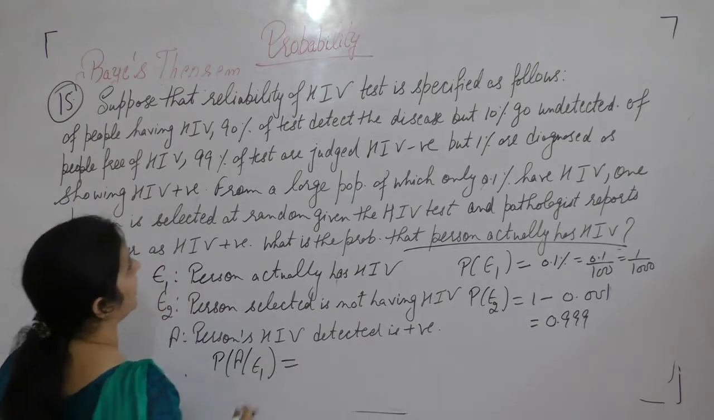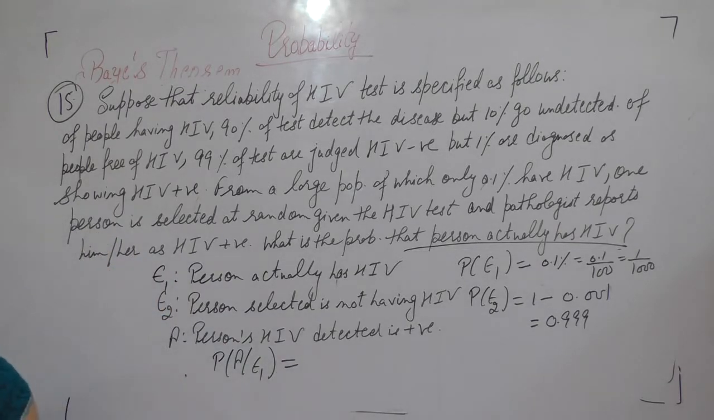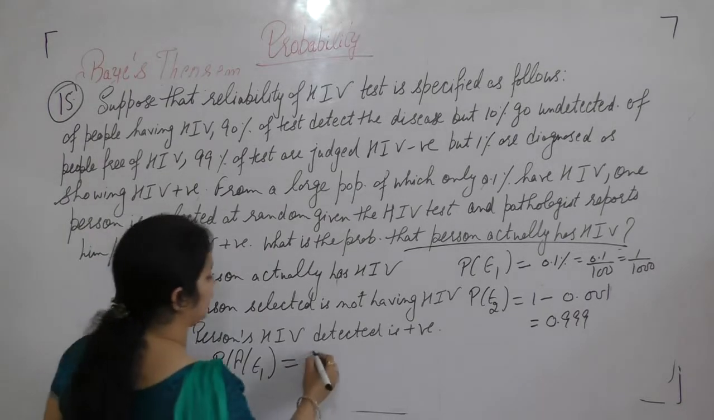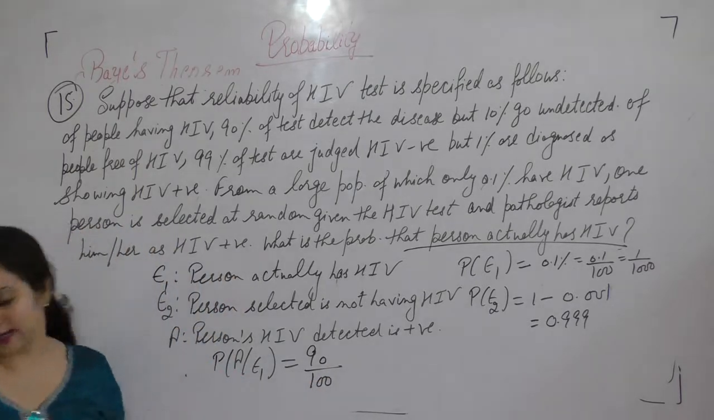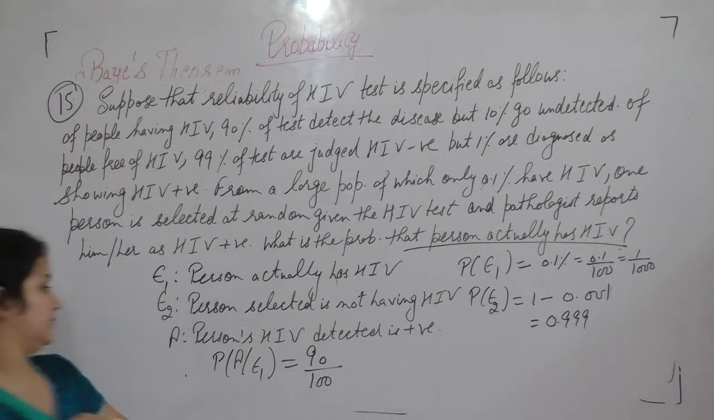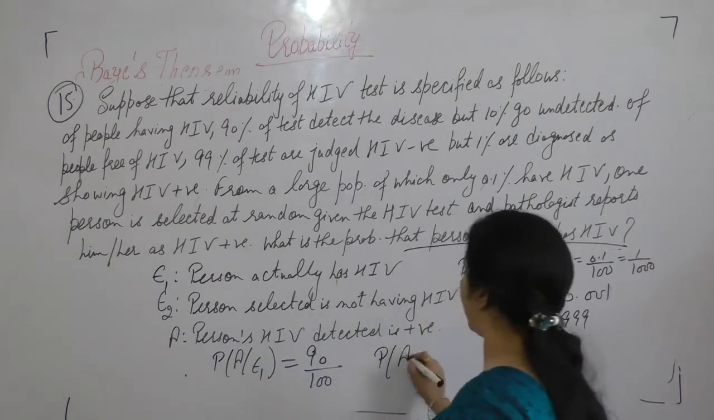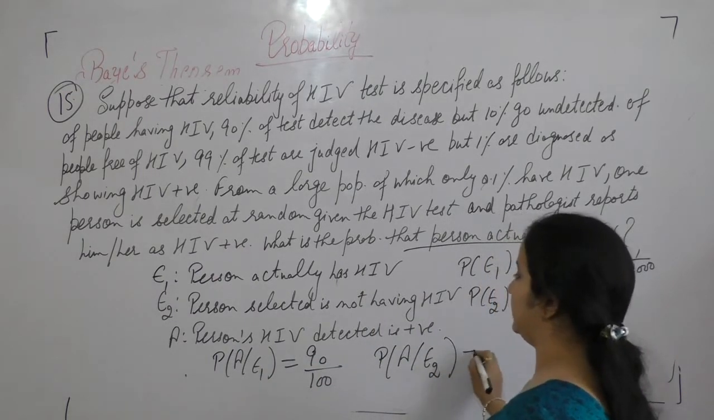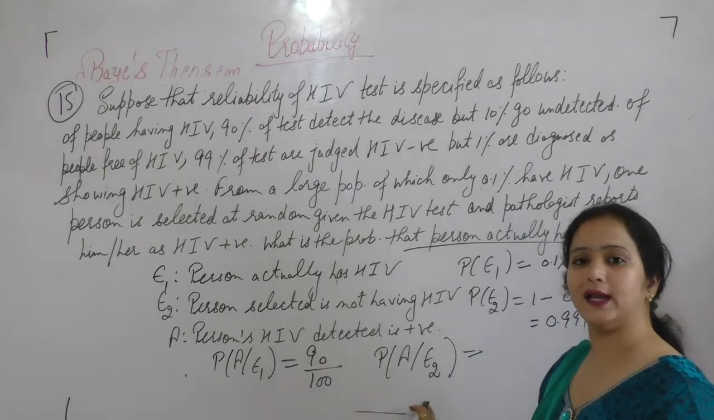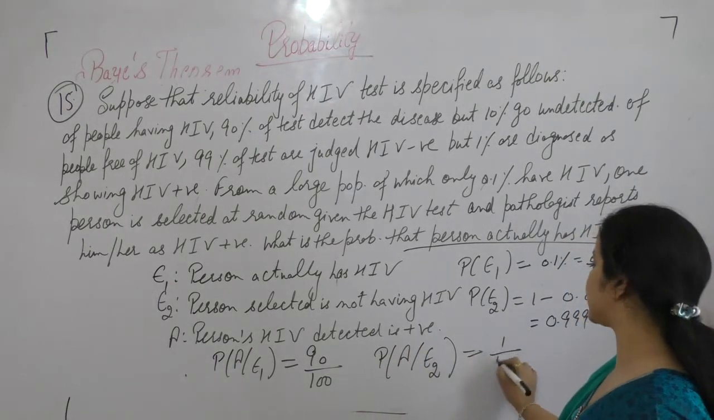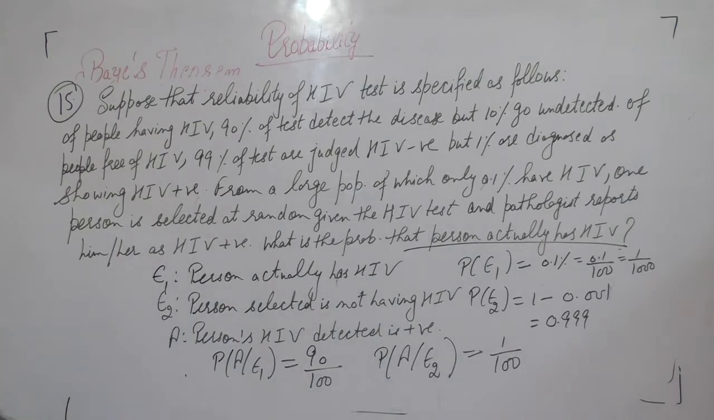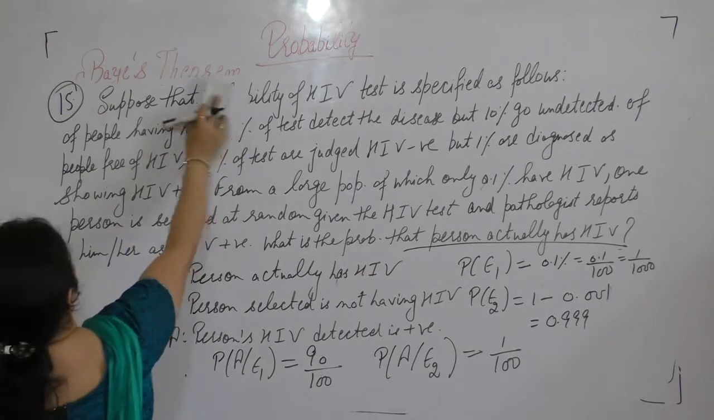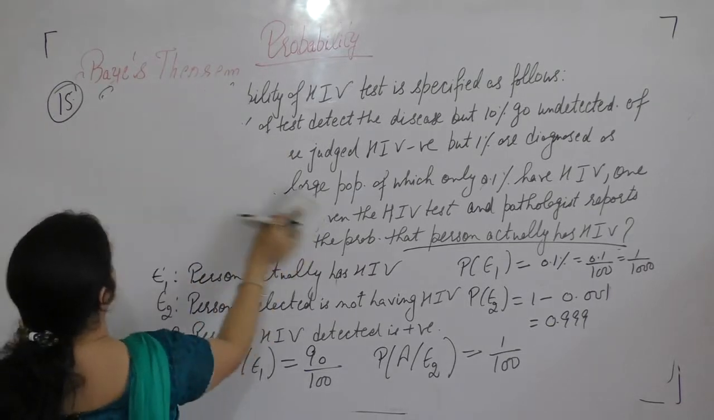Now probability A upon E1, detect positive हुआ है और उनको actually है, so that is 90%, so 90 upon 100. Now probability A upon E2, detect positive हुआ है लेकिन उनको नहीं है, that is 1%, 1 upon 100. Now what we want to find probability E1 upon A.